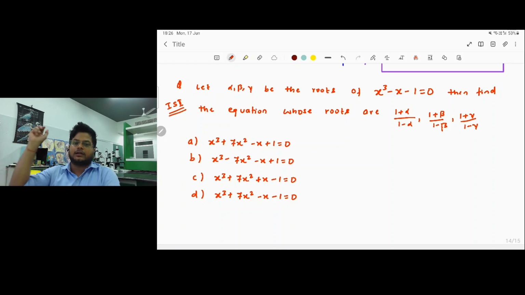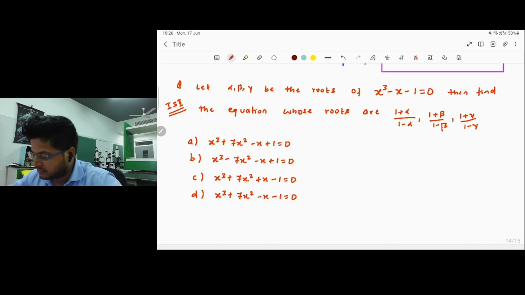This question was asked by ISI, the Indian Statistical Institute. In case you're not aware, you can Google it and get some input about that institute. So the question is: alpha, beta, gamma are the roots of this equation, then find the equation whose roots are these.